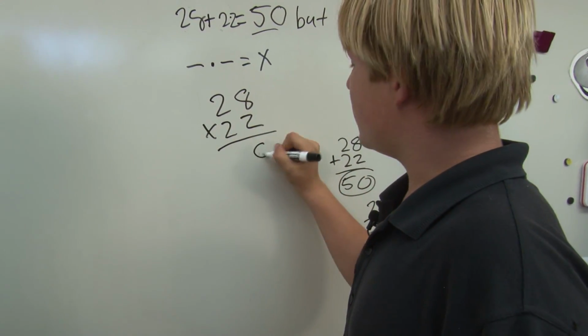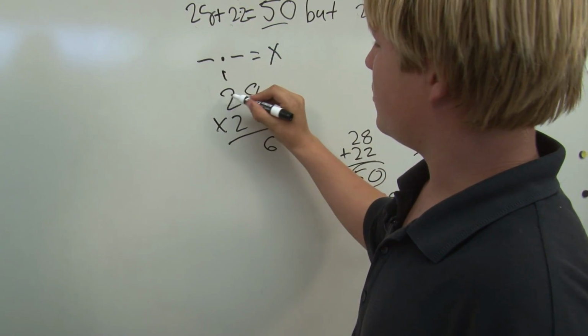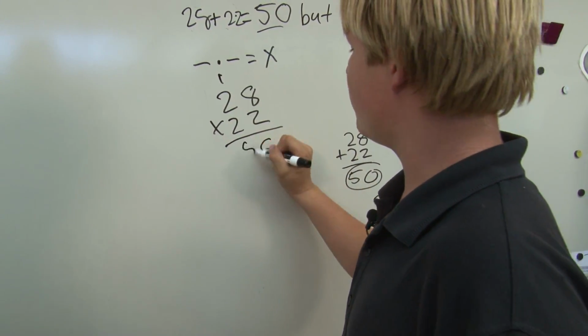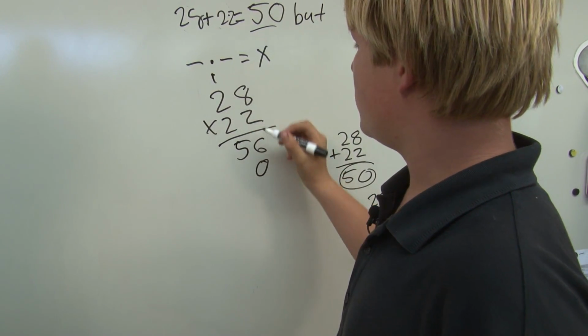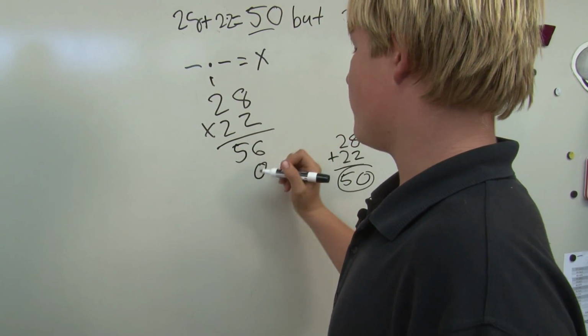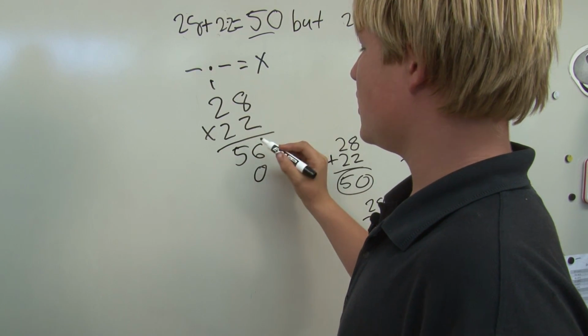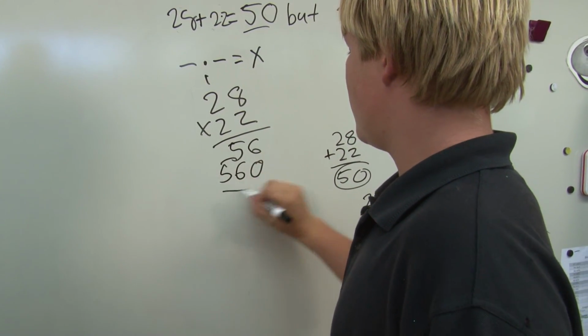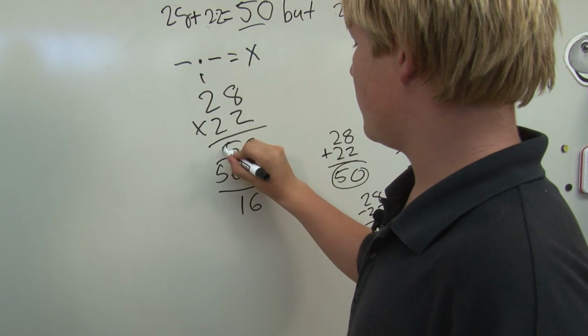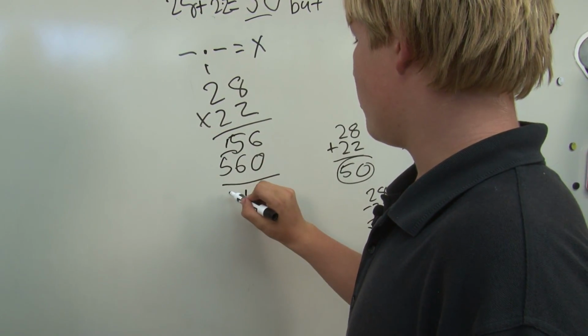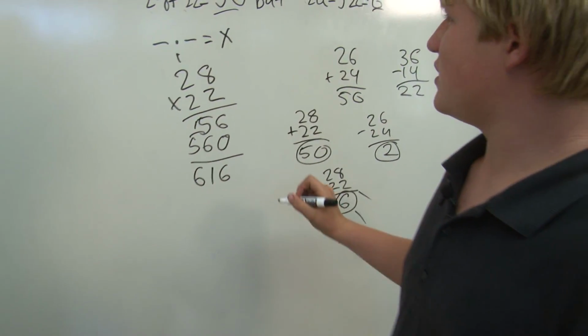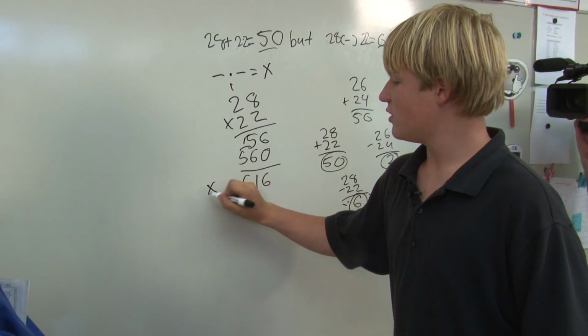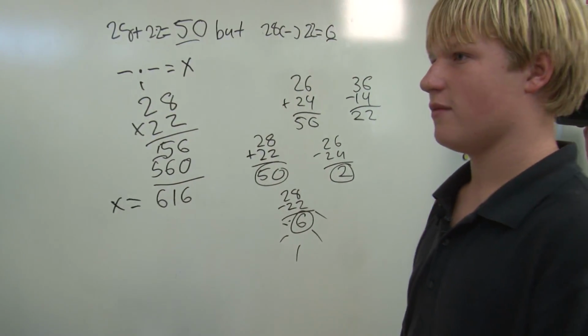2 times 8 is 16, carry it over. 2 times 2 is 4, add the 1, so that's 5. Add a 0. 2 times 2 is 4, but you don't have to do the math because 2 and 2 are the same, so you just put 6 and 5. Perfect. Nice shortcut. 6, right there. 1, 1, and that will be 616. So x equals 616. All right. Nicely done, dude.